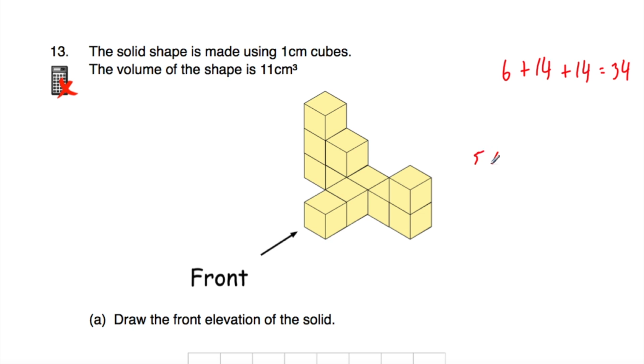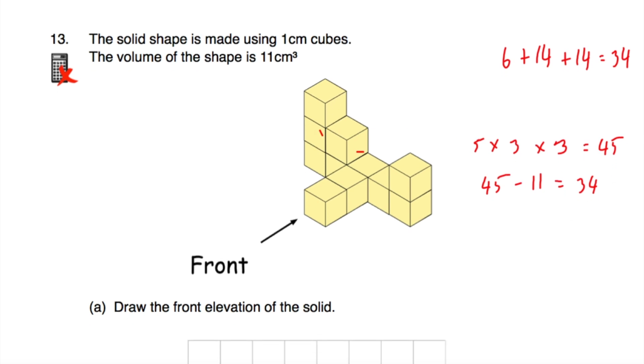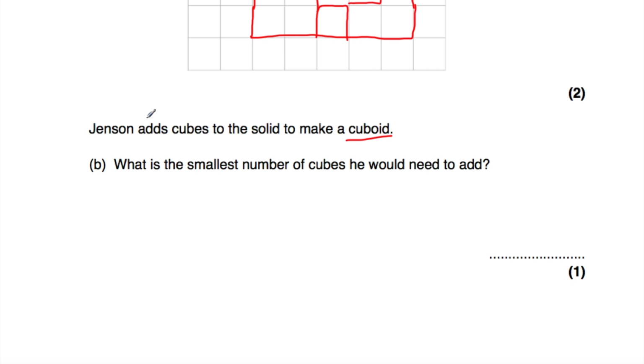So if we do 5 times 3 times 3, the length times the width times the height, that's equal to 5 times 3 is 15, times 3 is 45. And we've already got 11, so if we do 45, take away the 11 that are already there, that's equal to 34 as well. So if we add 34 cubes onto these, then you would have a cuboid, which is a 5 by 3 by 3 cuboid. And that's the lowest number you could add on, so 34. So the lowest number of cubes the gentleman needs to add to make it a cuboid would be 34. And that's it. Okay, let's look at our next question.